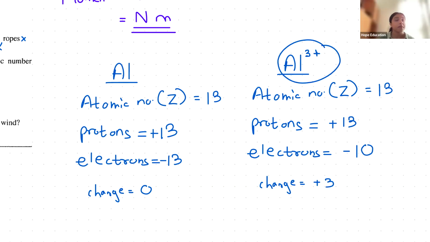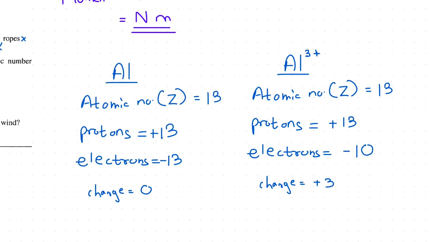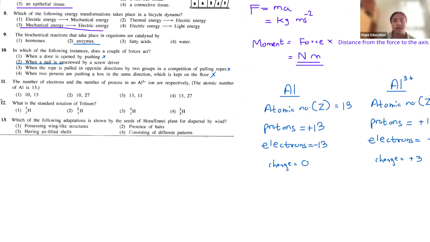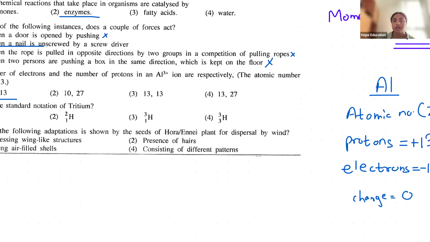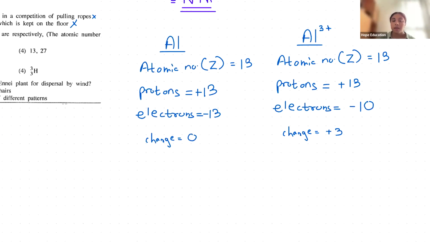So that's why the charge is Al3 plus. So protons are 13 and electrons are 10. So that is correct. They're asking number of electrons and protons respectively, so it's 10, 13. Next, the mass number of aluminium, which is symbolized by capital A, is 27. So how many neutrons does aluminium have?